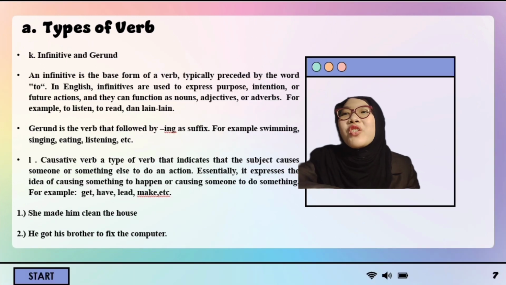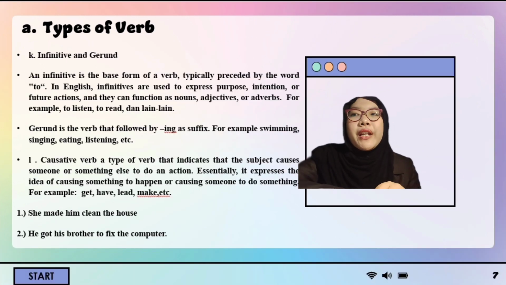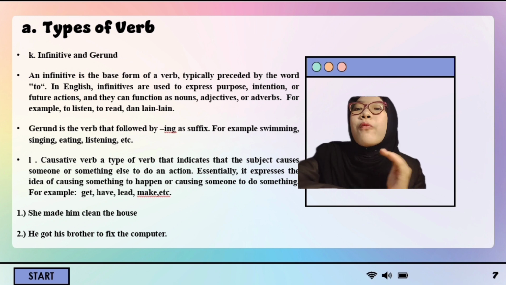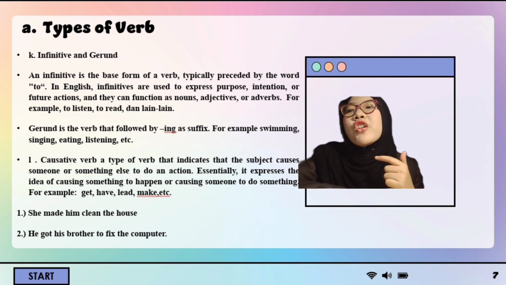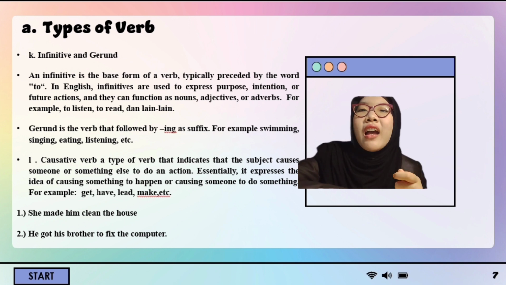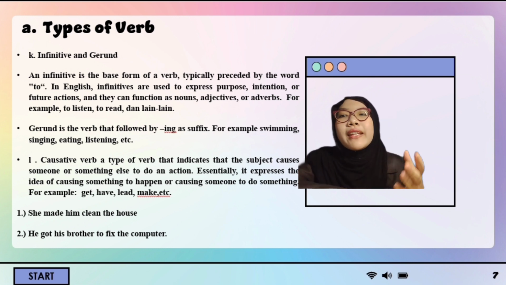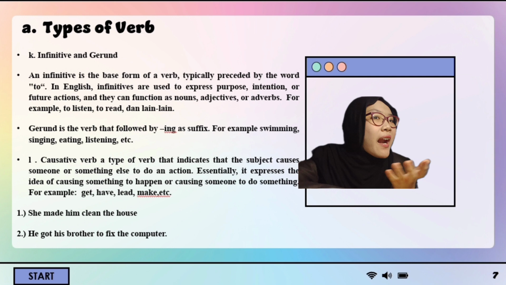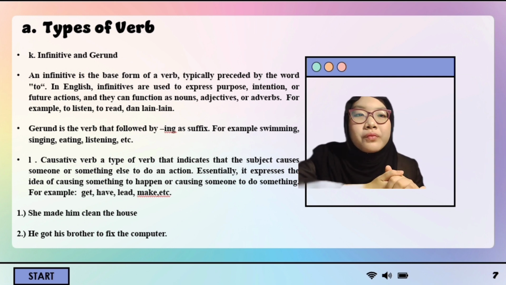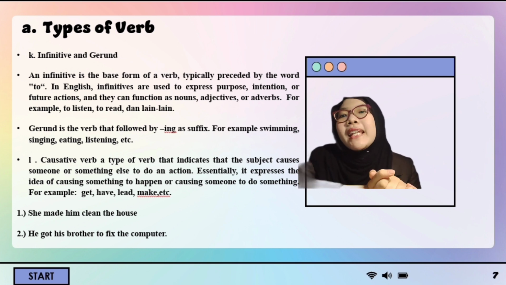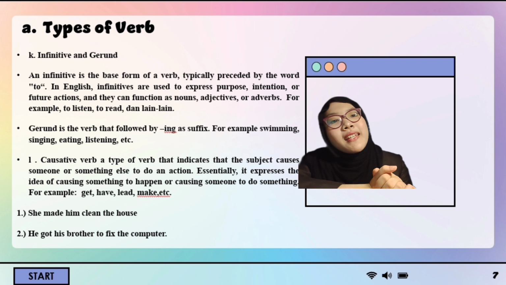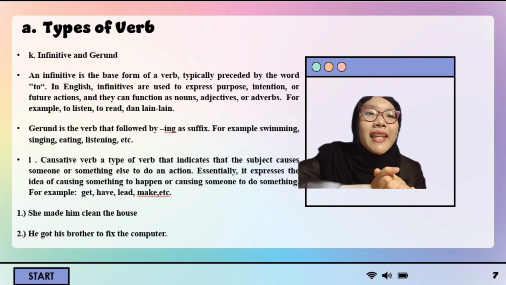The next one, ladies and gentlemen, about the infinitive and gerund. An infinitive is the base form of a verb, typically preceded by the word to. In English, infinitives are used to express proposed intention or future action, and they can function as nouns, adjectives, or adverbs. For example, to listen, to read, to carry, and such as that. And then the gerund. Gerund is the verb that is followed by ing as a suffix. For example, swimming, singing, eating, listening, etc.